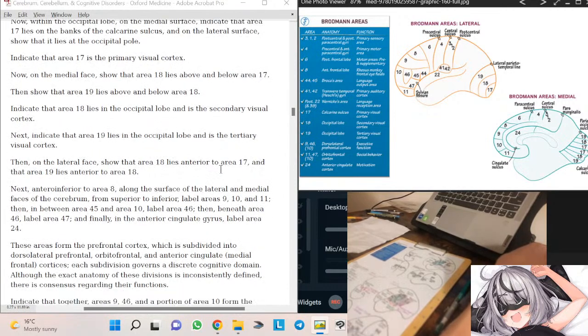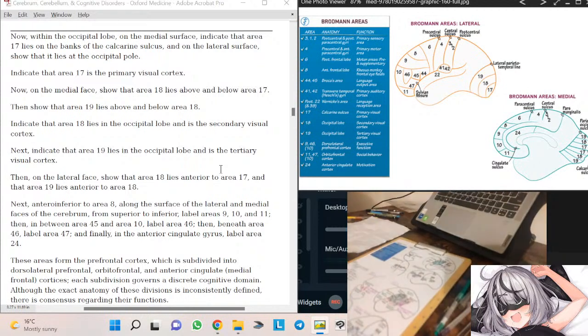Now, within the occipital lobe, on the medial surface, indicate that area 17 lies on the banks of the calcarine sulcus, and on the lateral surface, show that it lies at the occipital pole. Indicate that area 17 is the primary visual cortex. Now, on the medial face, show that area 18 lies above and below area 17. Then show that area 19 lies above and below area 18. Indicate that area 18 lies in the occipital lobe and is the secondary visual cortex. Next, indicate that area 19 lies in the occipital lobe and is the tertiary visual cortex.